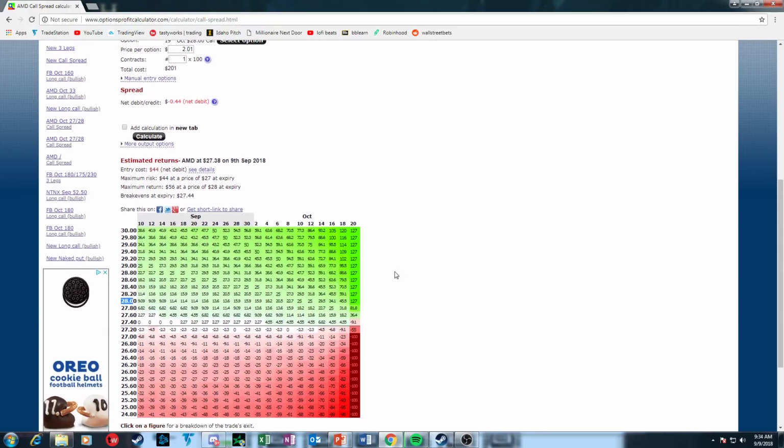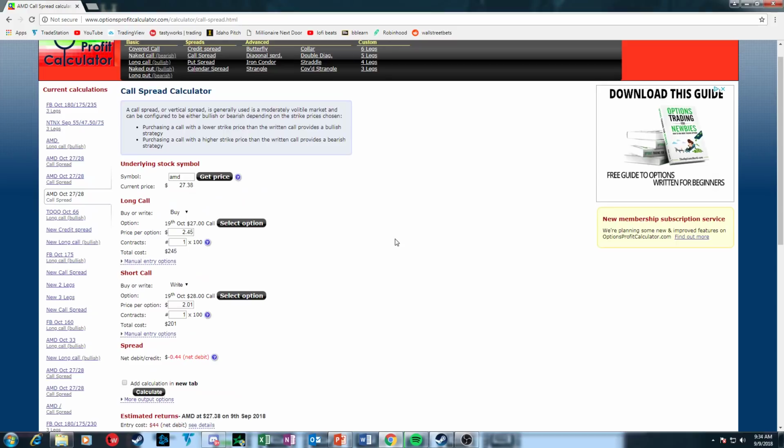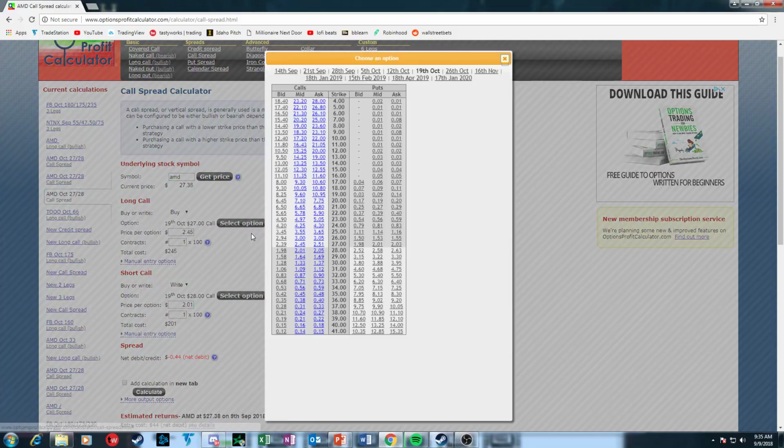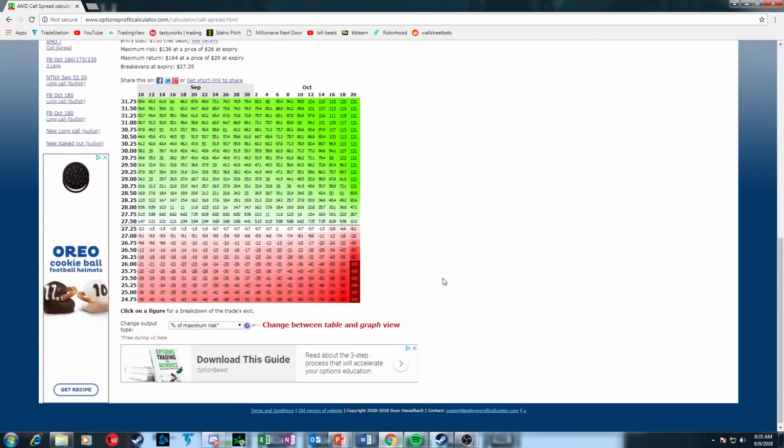Now, if you want to risk a little bit more, there's a really easy way to do this, and this is by expanding the distance between the strikes. So let's go ahead and move our $27 call a little bit more in the money to 26, and the one we wrote a little bit more out of the money to 29, and I'll show you what I'm talking about here.